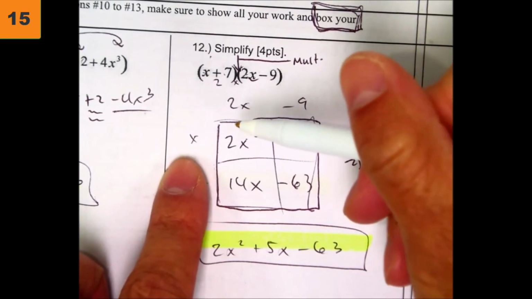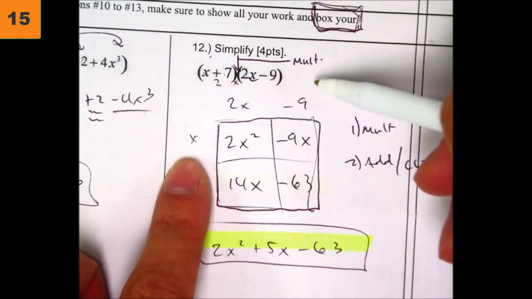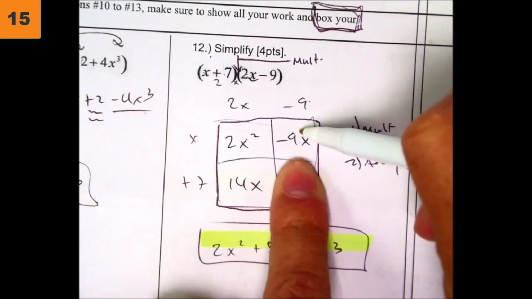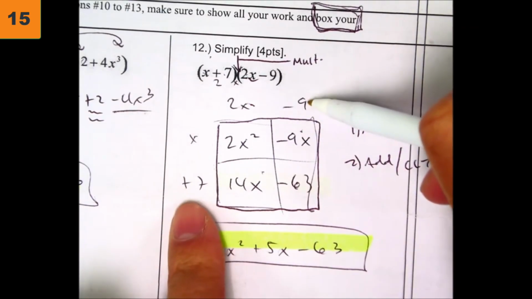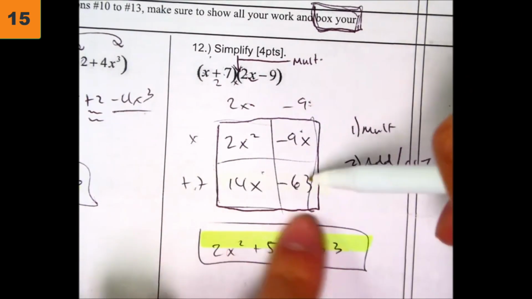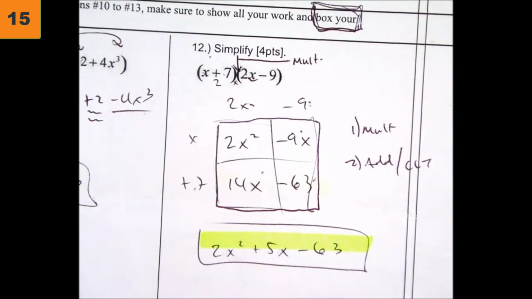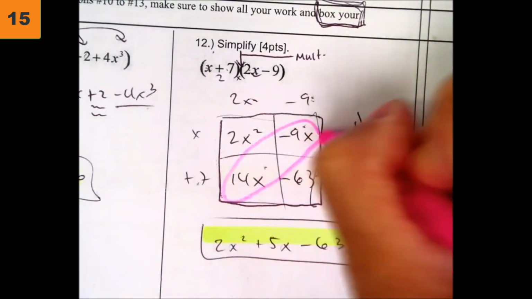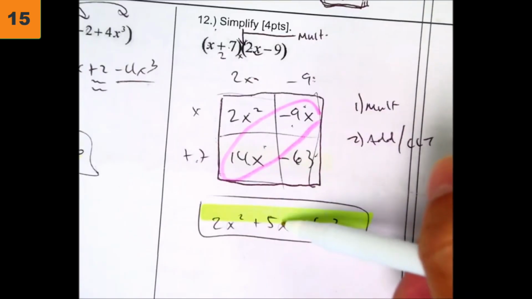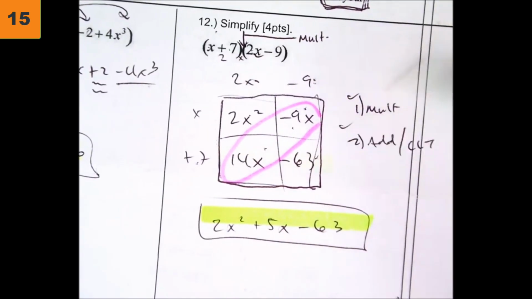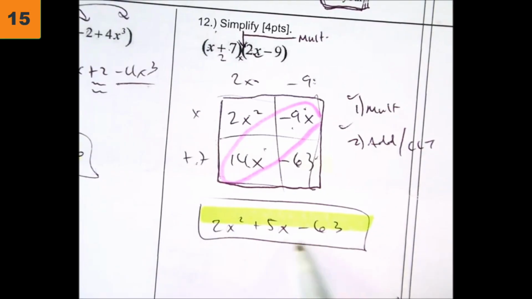So I have x times 2x, that'll give you 2x squared. X times negative 9 is negative 9x. 2x times 7 is 14x. And 7 times negative 63 gives you negative 63. These two are the only ones that are like terms. So 14 and negative 9 gives you 5x, because remember, you are adding. 2x squared plus 5x minus 63.